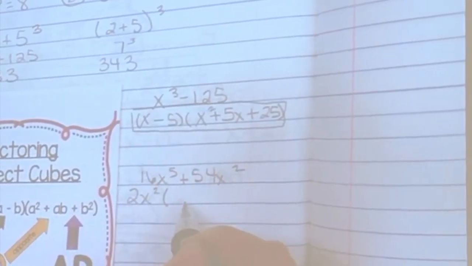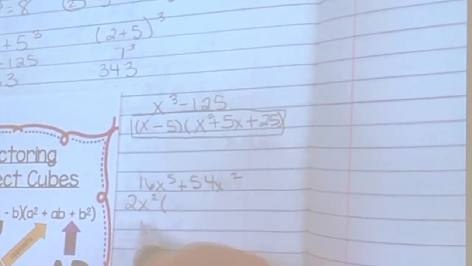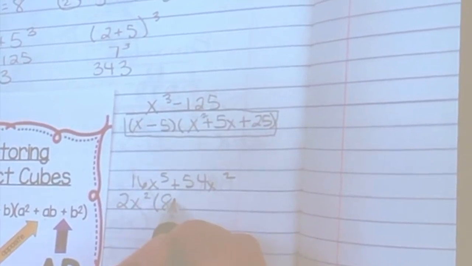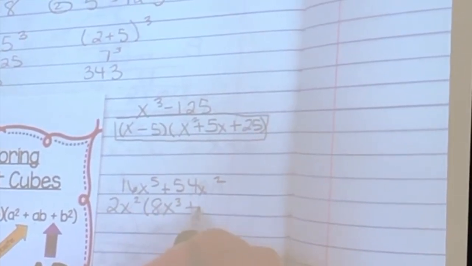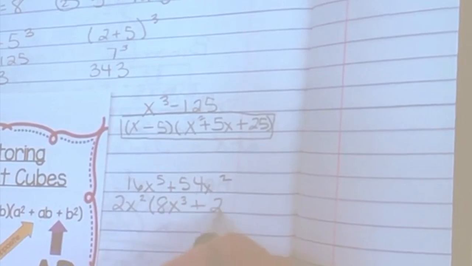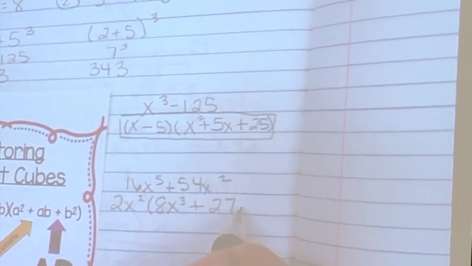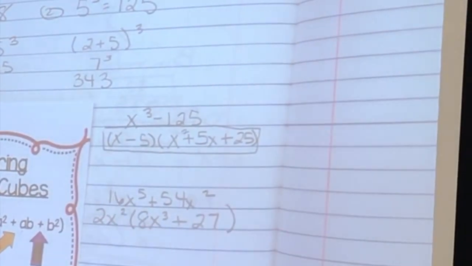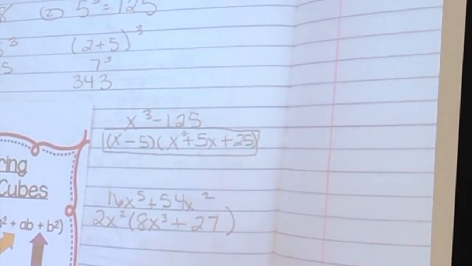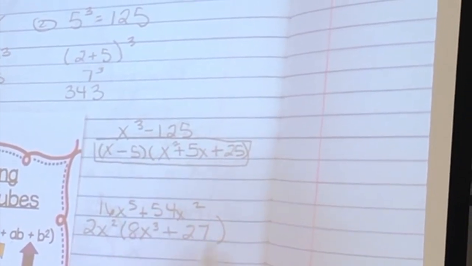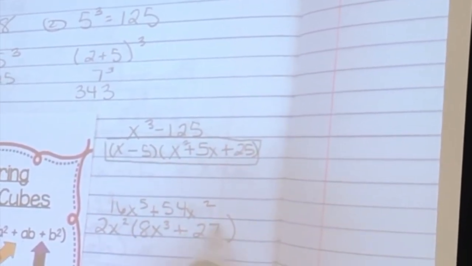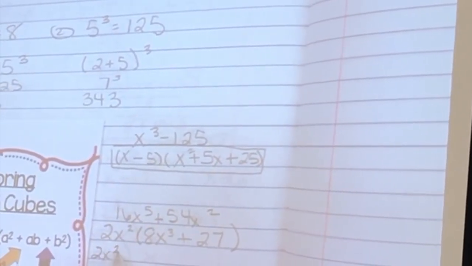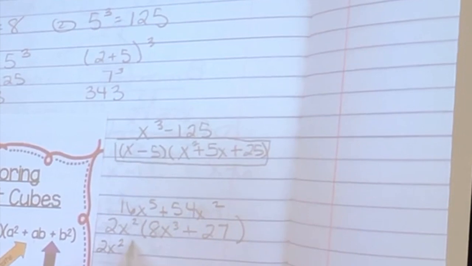Okay, when I divide out the greatest common factor, what's left here? 8x cubed plus 27. Good. Okay, but we're not done. We have to factor this all the way. We look at this, and you have to think, is this a cube, and is this a cube? Yeah, it is. So I bring down the 2x squared. This is a cube and this is a cube.